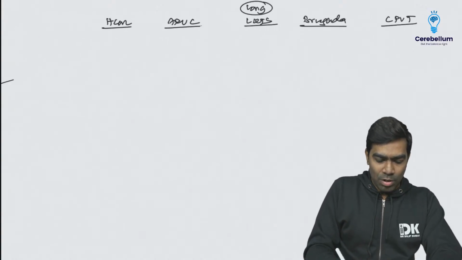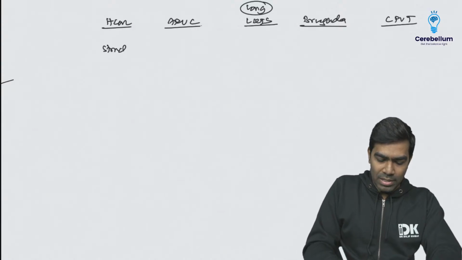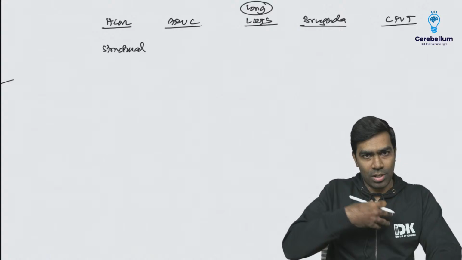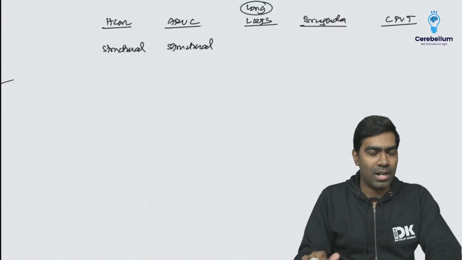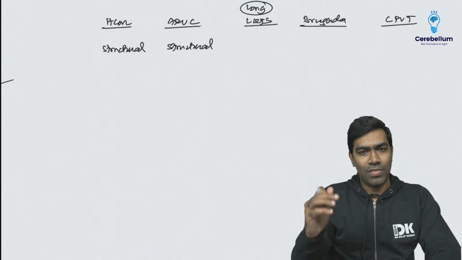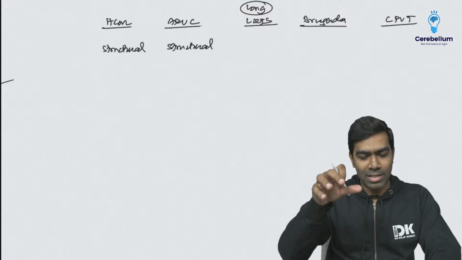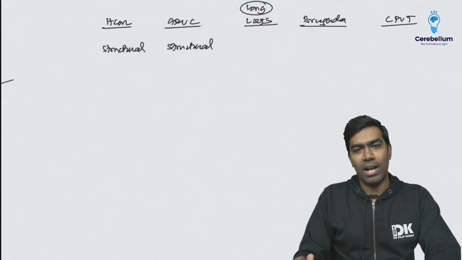What about HCM? Remember, HCM is a structural problem. There is a structural problem in the heart. ARVC is also a structural problem in the heart. There is fibrofatty replacement of some areas in the right ventricle. It's a structural problem in the heart.